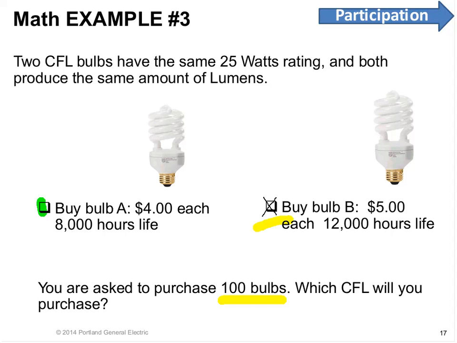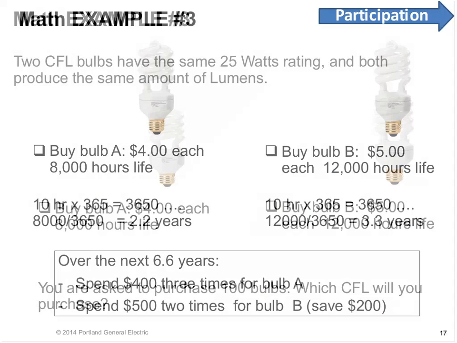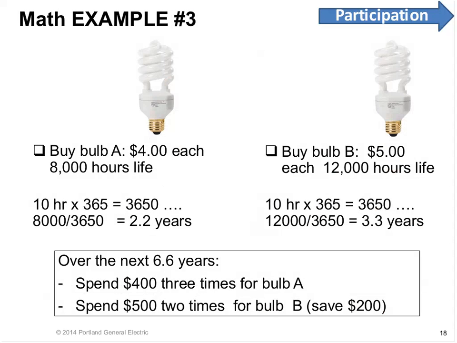Let's look at how I answered this question. And there are other approaches. This is the one that I looked at. If you buy the $4 bulb that lasts 8,000 hours, I made an assumption of how many hours a year the bulbs are used. So let's say it's 10 hours a day and it's on every day for 365 days a year. That'd be 3,650 hours per year.